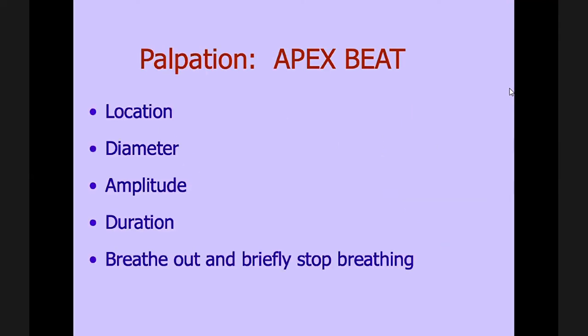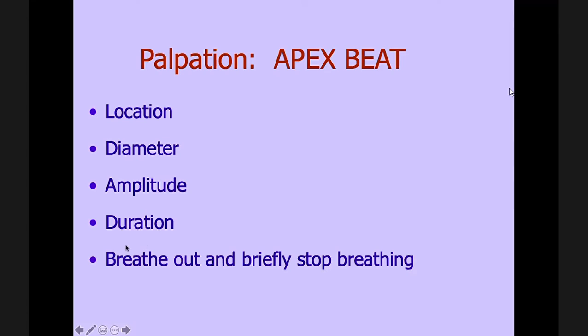So for your apex beat, you need to determine where the location of your apex beat. It's part of your recording in your cardiac examination to record where you have noted the apex beat, and then the diameter of the apex beat, as I have mentioned kanina. You need to measure the diameter of the apex beat, the amplitude, meaning to say, makusog bahya or faint, and then the duration.